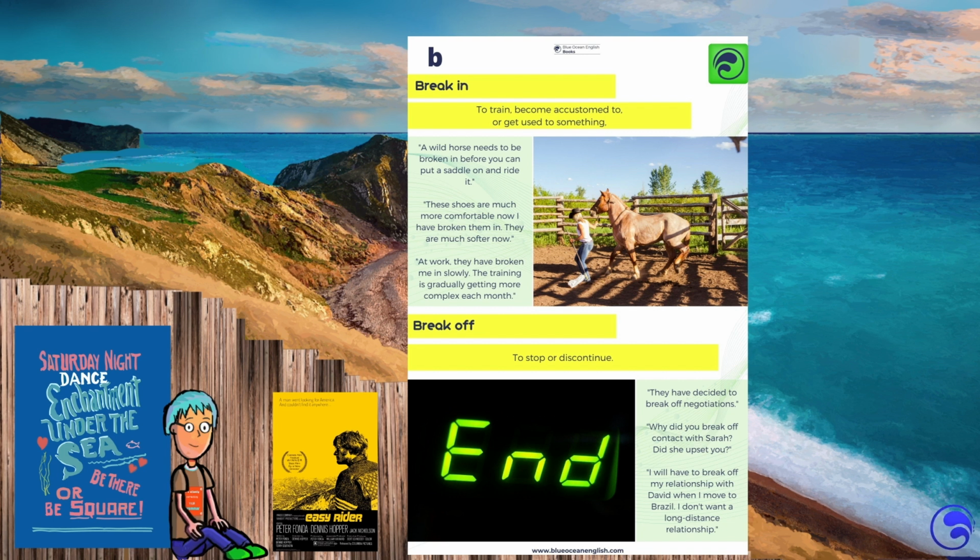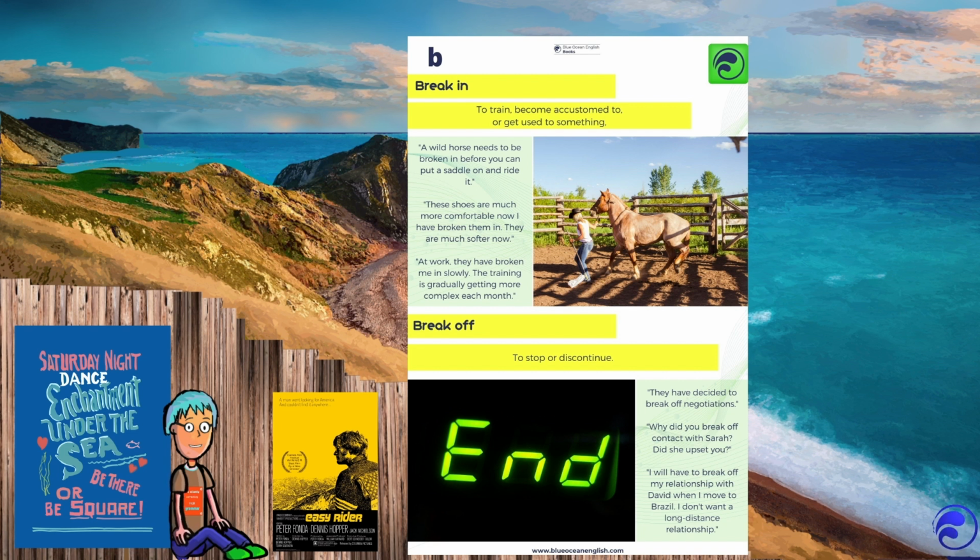The next example, these shoes are much more comfortable now. I have broken them in. They are much softer now. So when you have a new pair of shoes, they're very difficult, they're very uncomfortable to wear, and so you need to break them in to make them soft. You need to get used to them.